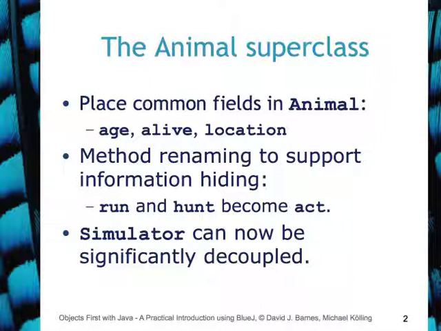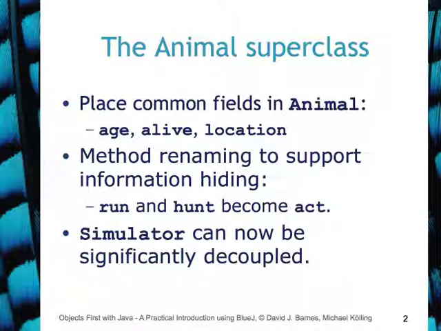Dealing with the run and hunt methods is a little more complicated. We actually rename those to act, so that there will be an act method that will replace run and replace hunt. And this supports information hiding as well as allowing us to have a single superclass.